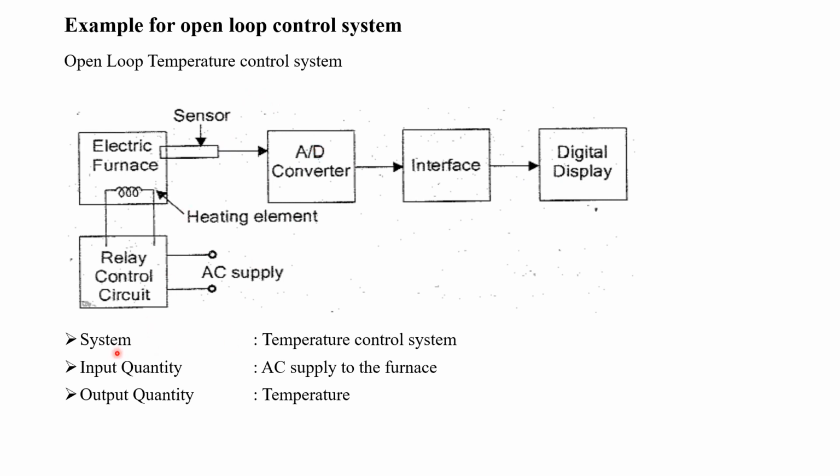In this system, the system will be a temperature control system. Input quantity, what is the input quantity? AC supply that is given to the furnace, which is applied through the switch. Then the output quantity will be the temperature of the furnace. We are measuring the output from the system as a temperature.